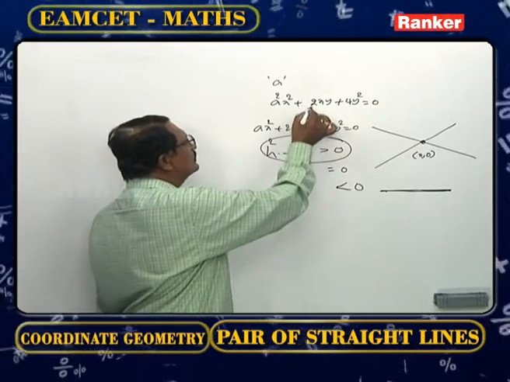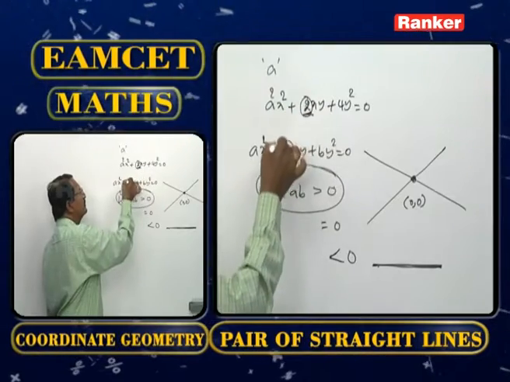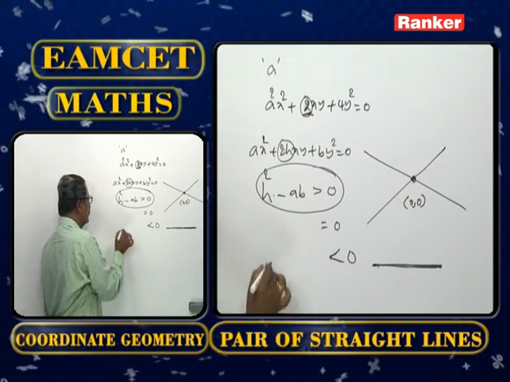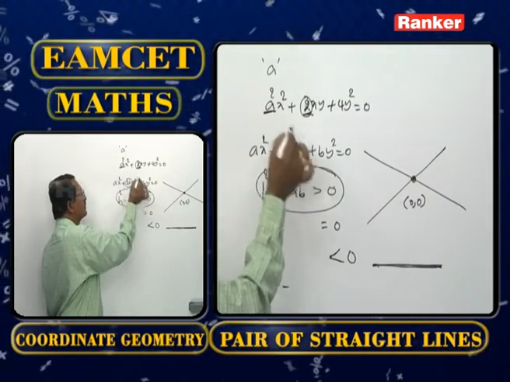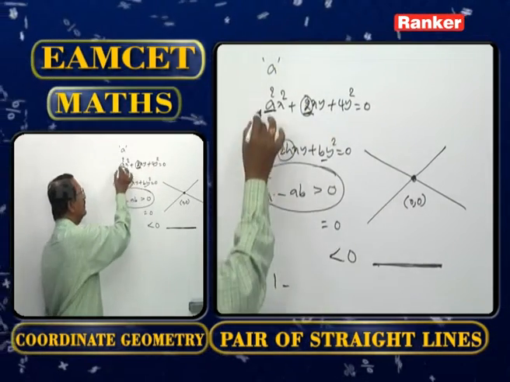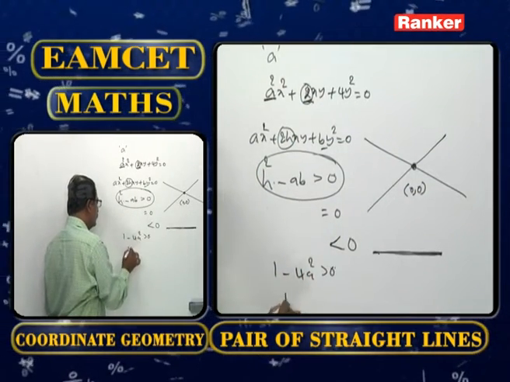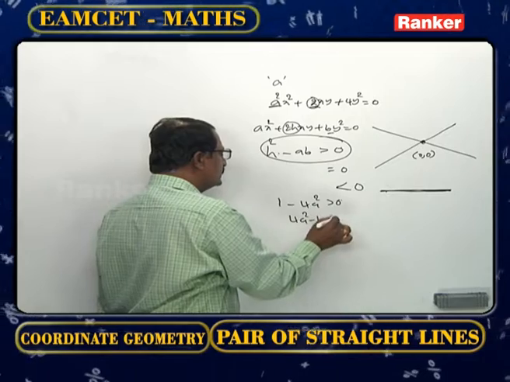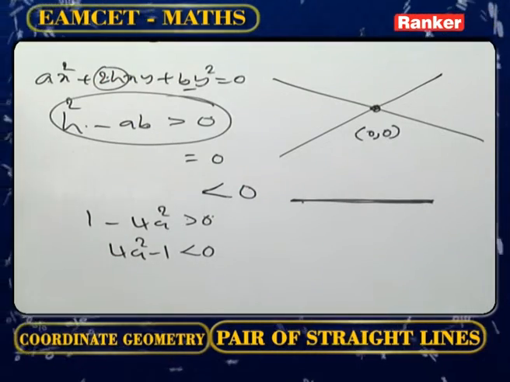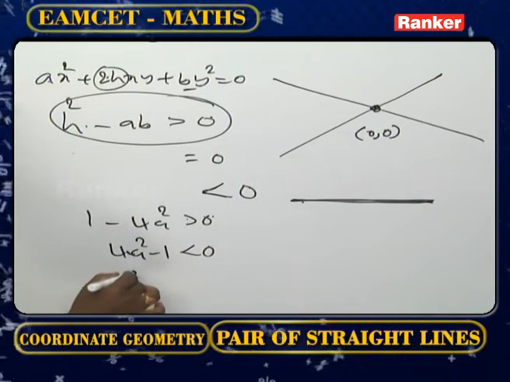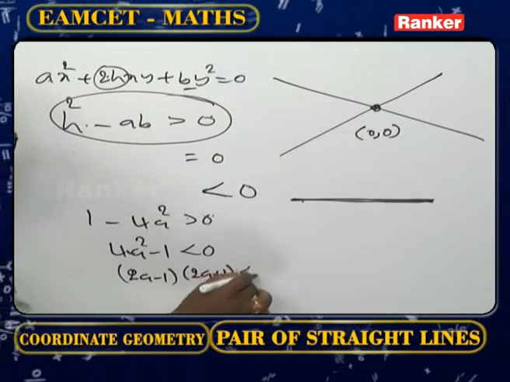Now, here the value of h equals 1, because 2h equals 2 by equating coefficients, so h equals 1, and 1 square minus ab. Now a is nothing but the coefficient of x square, b is nothing but the coefficient of y square. Now a square into 4, 1 minus 4a square greater than 0. Taking minus common, we get 4a square minus 1 less than 0. The factors of 4a square minus 1 are (2a minus 1) into (2a plus 1) less than 0.